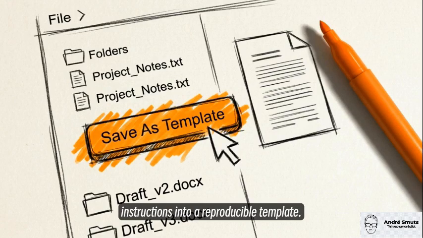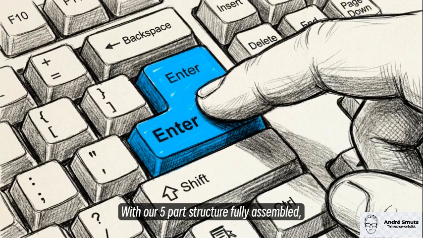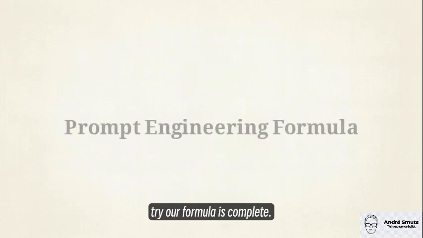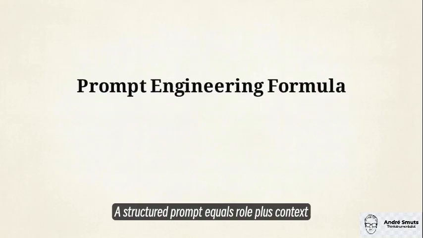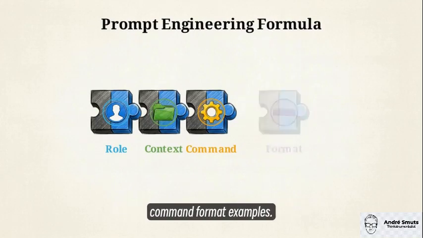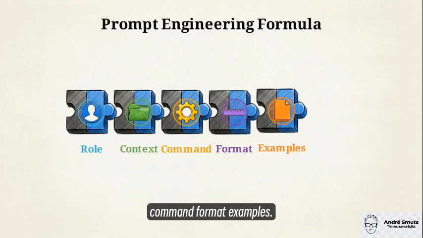With our five-part structure fully assembled, we submit the prompt to the language model. The difference is immediate. Instead of the initial wall of text on the left, we receive an accurately toned markdown table. On the first try, our formula is complete. A structured prompt equals role plus context plus command plus format plus examples.